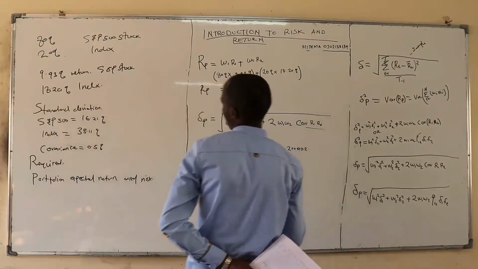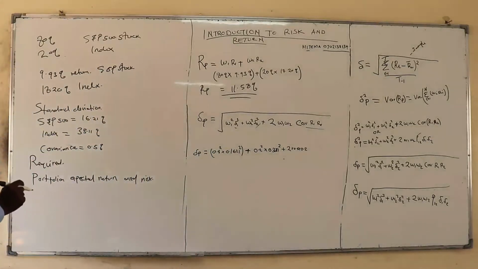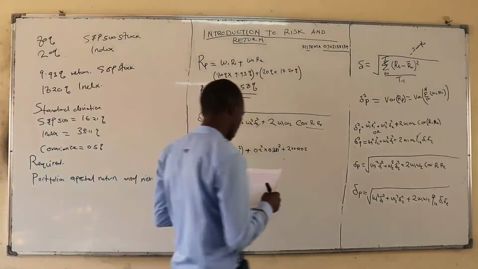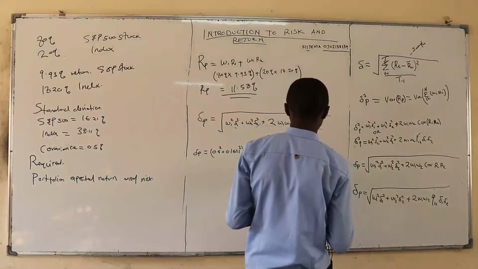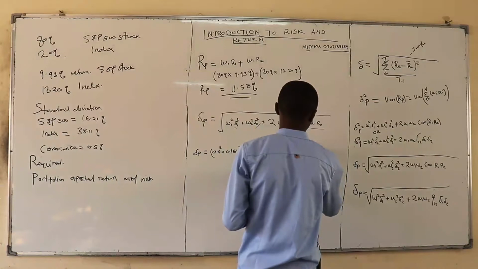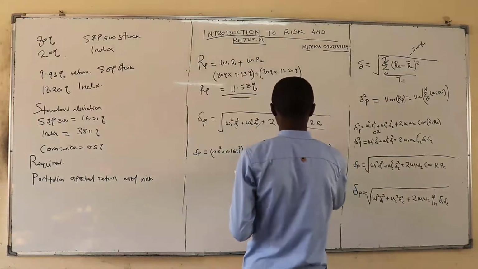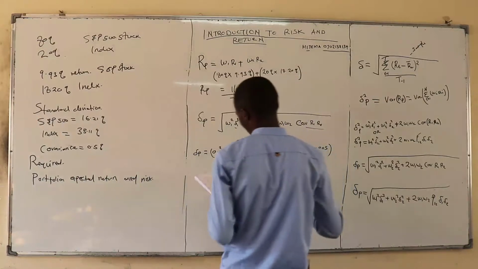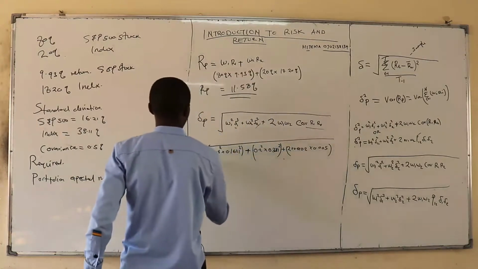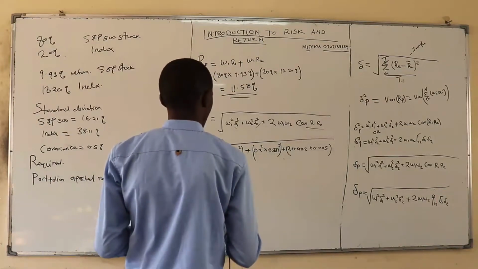And then you have the given covariance between the USA stock and the emerging market index at 0.5%. Again, you multiply it here, so it is 0.005. Then you find their square root in order for you to find the standard deviation.